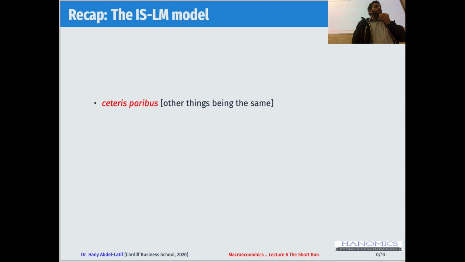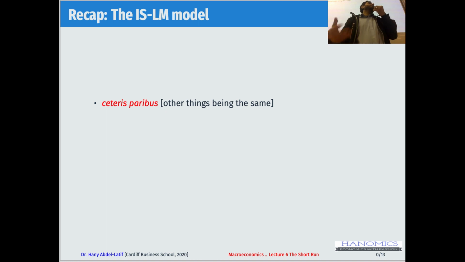So when we think about changes or how we use this, which we will focus on today, when we use this IS-LM model for policy analysis, you need to keep in mind the condition of ceteris paribus, which means other things being equal or the same. So when we assume a change in any policy variable like government spending, at the same time we think that, okay, nothing else has changed. It's only one variable.